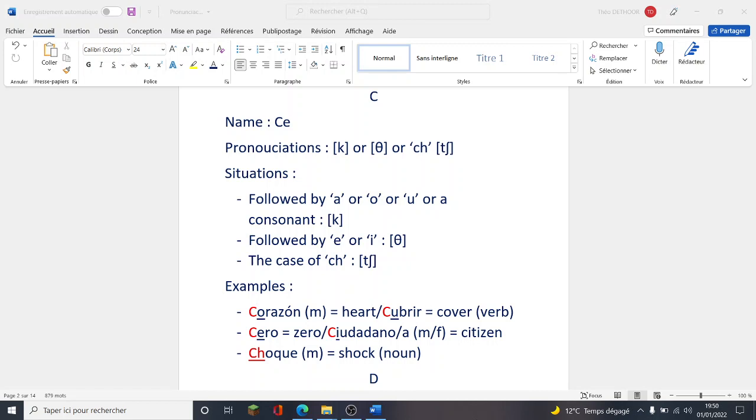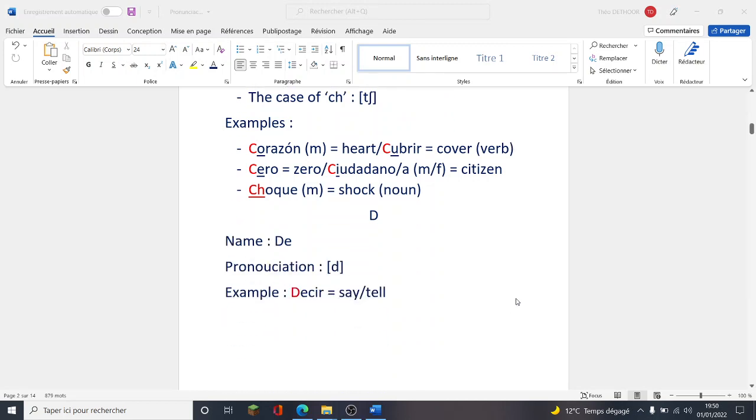The last line follows the last situation line. It's about CH in Spanish, which works like in English. It means to pronounce ch, like in the word choque, which is masculine and means shock as a noun.